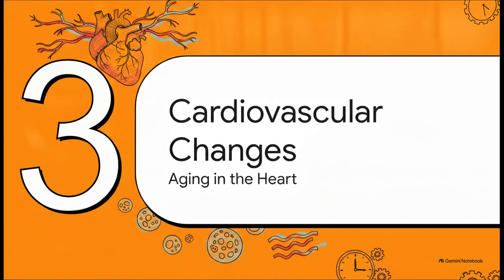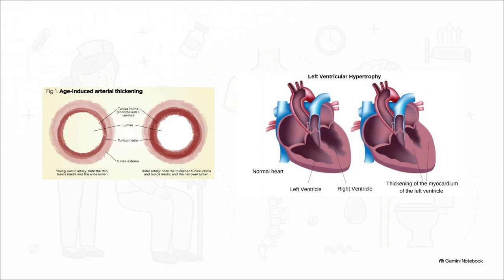Let's shift gears now to section 3, cardiovascular changes in aging. Take a look at exactly why older adults are at such a profoundly higher risk for hypertension. Think of the blood vessels kind of like plumbing. On the left, we see age-induced arterial thickening. As we age, that natural elasticity drops, the vessel walls get thicker, and the lumen, the space inside, narrows. Because that space is tighter, peripheral vascular resistance shoots up.